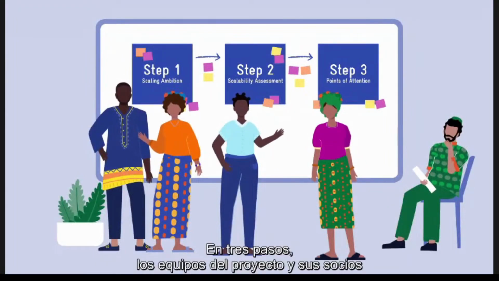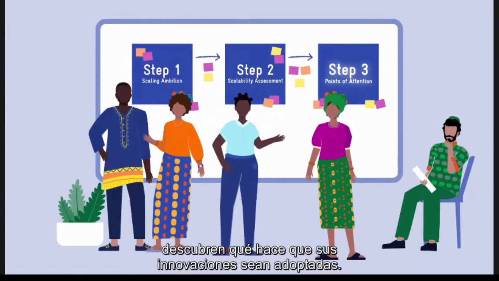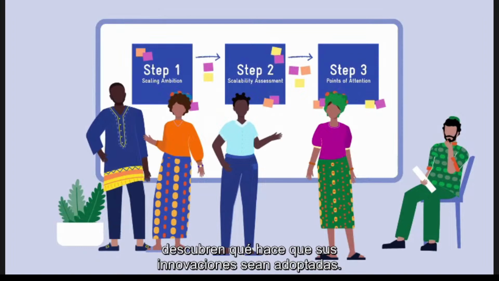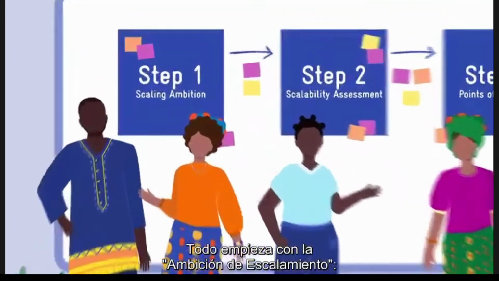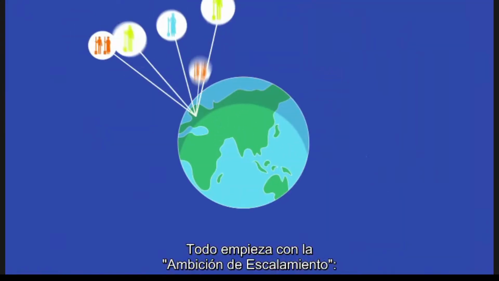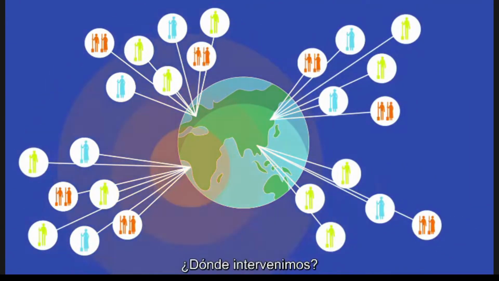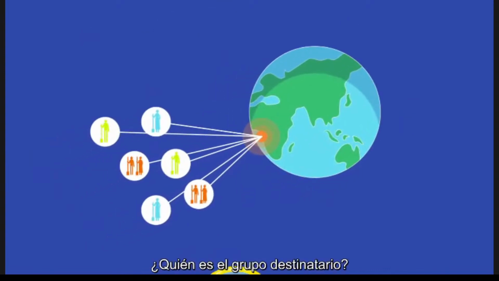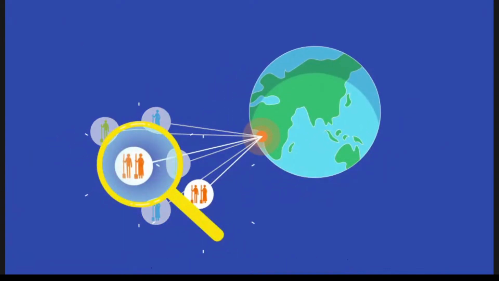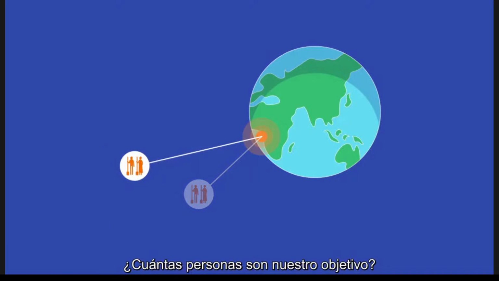In 3 steps, project teams and partners find out what makes their innovations stick. It all starts with a scaling ambition, a clear vision of the context for scaling. Where do we intervene? Who is the target group? And how many people do we target?